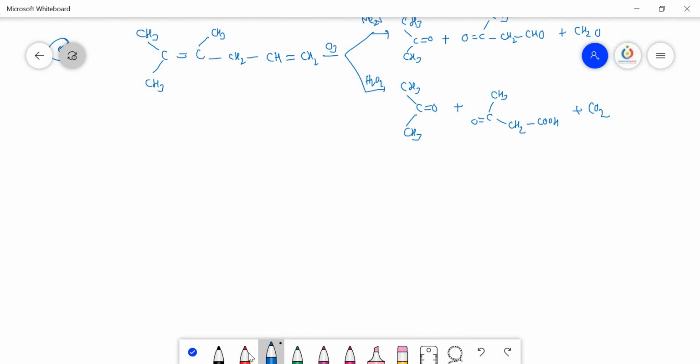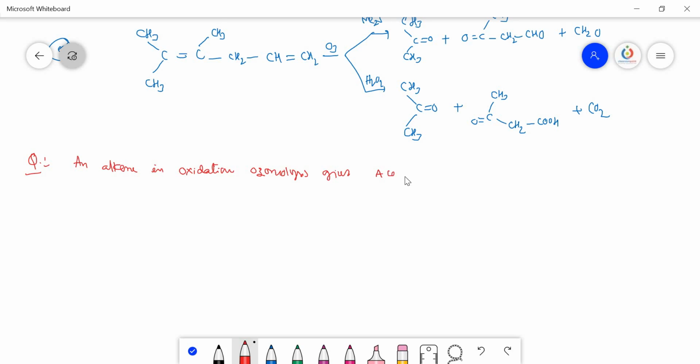For example, I will write down one question here. An alkene in oxidative ozonolysis gives acetone and 3-oxobutanoic acid and carbon dioxide. Write the IUPAC name of the alkene.